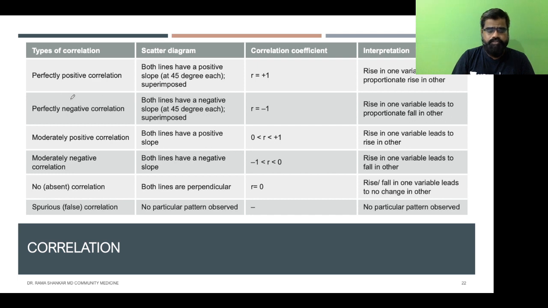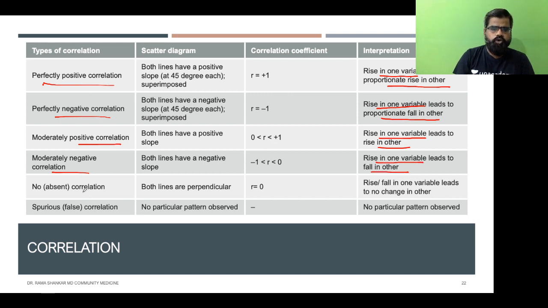One more simple way of understanding: perfect positive correlation, how do you interpret it? Rise in one variable leads to proportionate rise in the other variable. Perfect negative, the same way, rise in one variable leads to proportionate fall in the other, just opposite. Moderate positive correlation, there is rise in one variable which leads to rise in the other, but not as the perfect one. Moderate negative, same on the negative side, rise in one variable leads to fall in the other. No correlation, there is no correlation between the two variables.